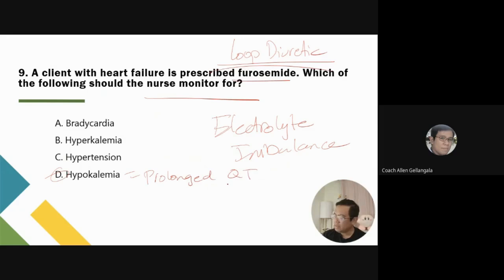And what is this QTs? This is on your actual EKG readings, okay, meaning the contractility or the, no, not the contractility, the conduction problem for the heart. So what is the problem if there is a conduction problem of the heart?